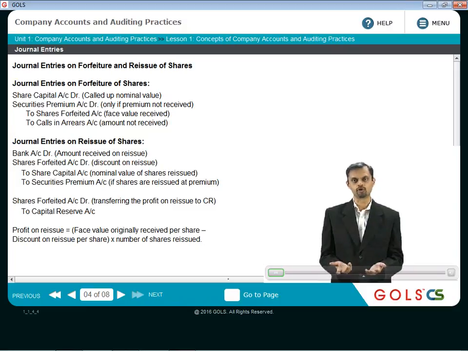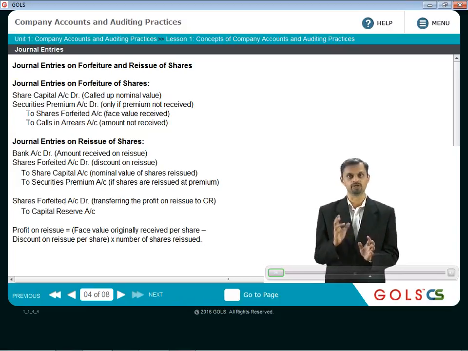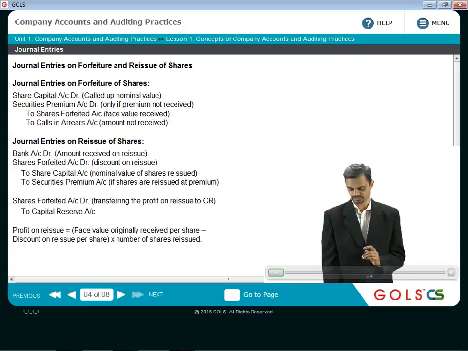Now because you have forfeited these shares, now you cannot call this amount as in arrears. So that is why you will reverse the calls in arrears account. So that is why to calls in arrears to the extent of the amount not received, which may include the premium also, if premium also is not received. So this is as far as the forfeiture is concerned.